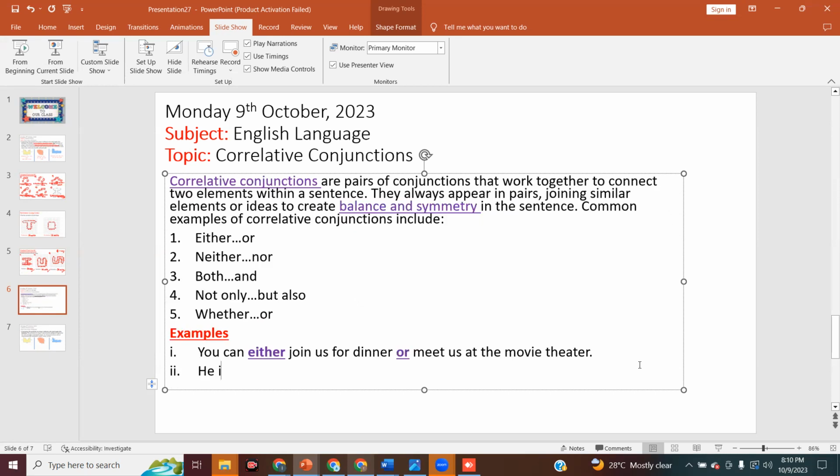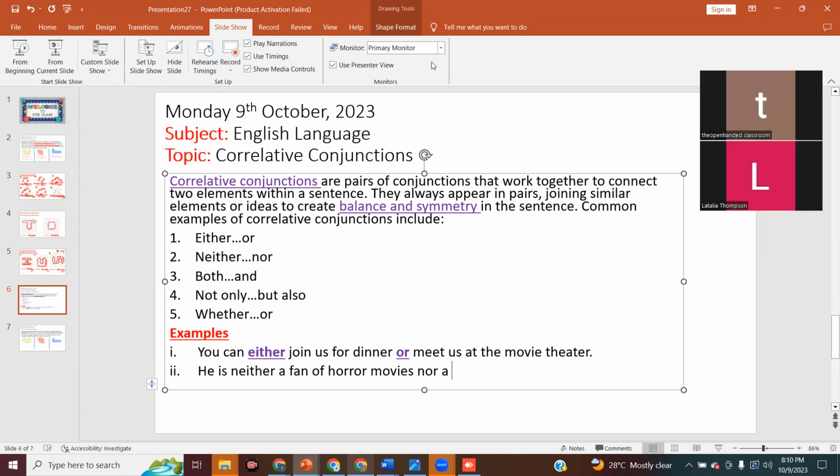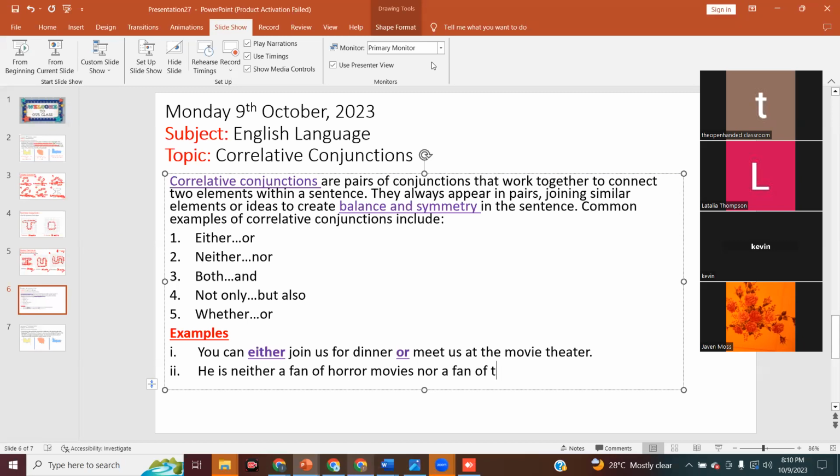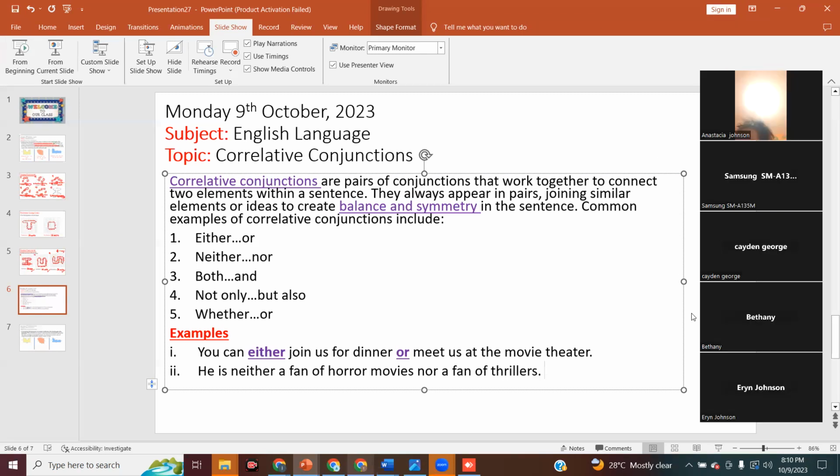He is neither a fan of horror movies. So that was the next thing I'm going to say after neither. Since I already used neither, would you expect me to say nor a fan of what? Of thrillers. So what are the correlative conjunctions in this sentence? Neither and nor.